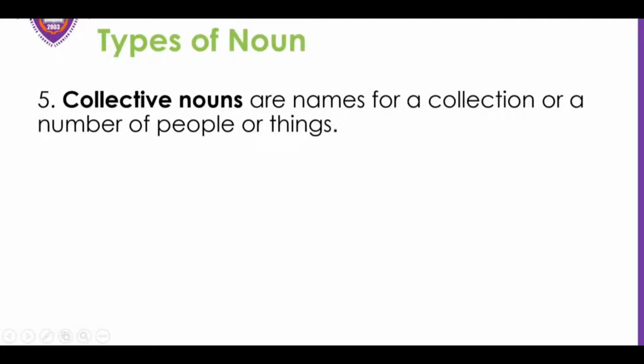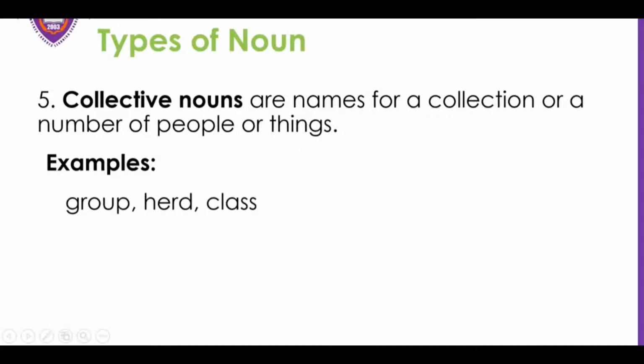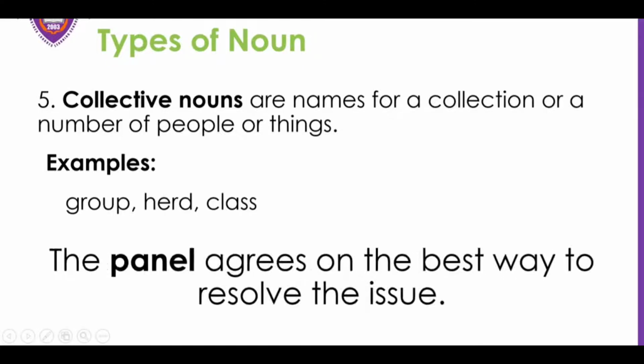Number 5. Collective nouns are names for a collection or a number of people or things. Examples: group, herd, and class. Example sentence: the panel agrees on the best way to resolve the issue. What is a panel? A panel is a group of people gathered for a special purpose, as to plan or discuss an issue or judge a contest. The word panel is a collective noun.